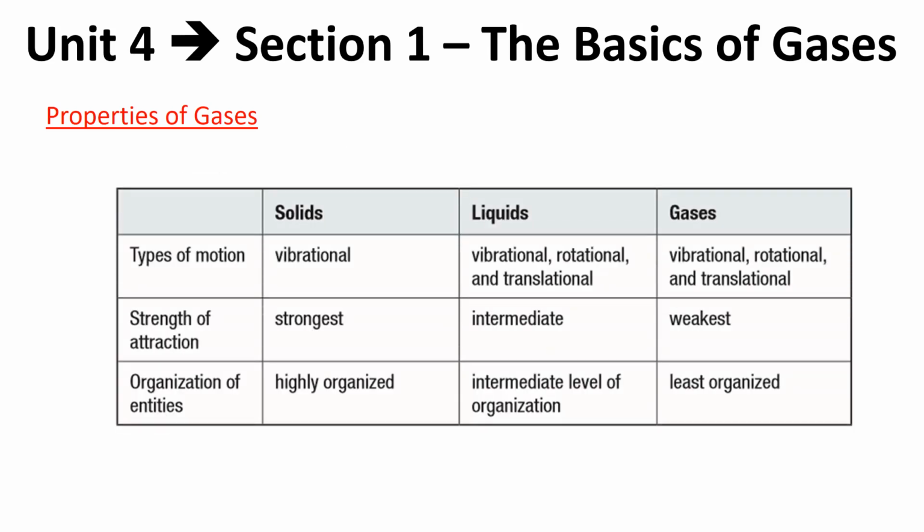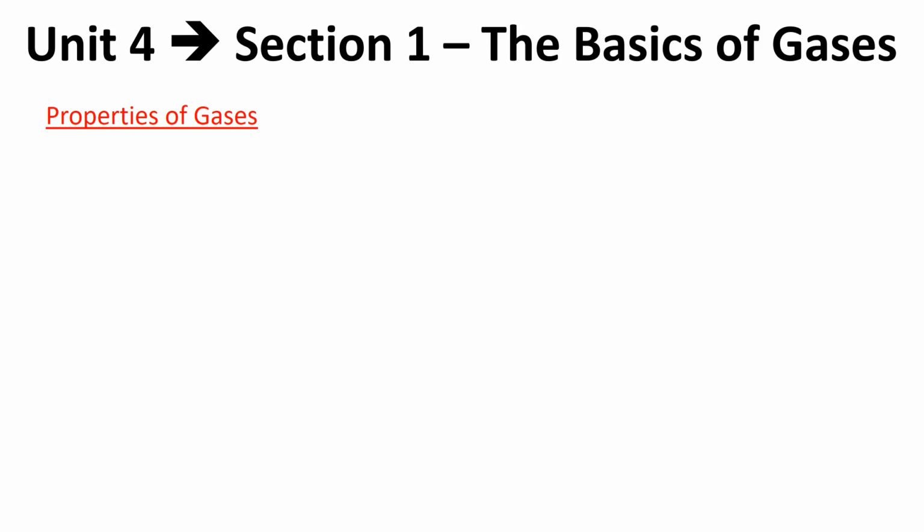So again, looking at gases here, our types of motions are the three we talked about. The strength of attraction is the weakest of all three. It's essentially no strength of attraction. We'll talk about that in a second. And they are the least organized of any of the states of matter, again, because they go wherever they want.